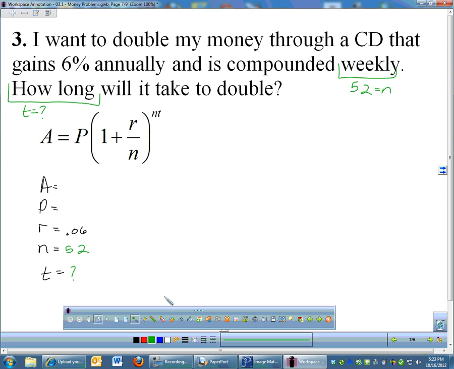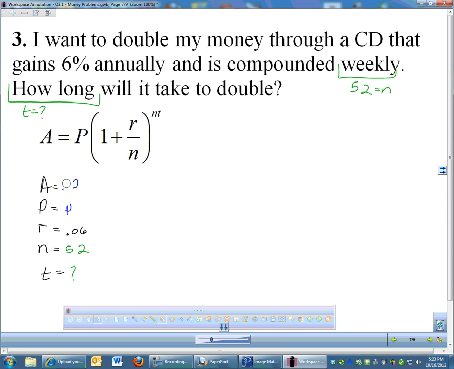So T is unknown, but the weird thing is they didn't give us my initial amount and my accumulated amount. So we have a couple of options. We could keep it vague. I could say, well, you know what? I don't know what I start with. I start with P, and I know I want to double that. I want to double my initial amount, so I'm going to say my accumulated amount is 2P. Now, some people don't like the vagueness of that.